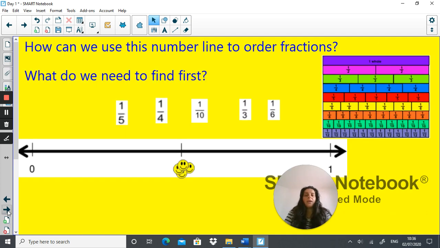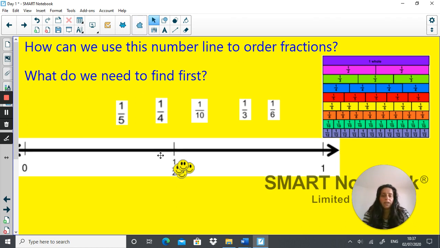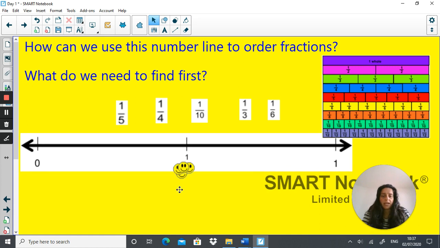Okay, so here we have some fractions. You have a fraction rule to help you. Now we need to order these fractions from smallest to largest, and our number line shows 0 to 1. What's the first thing we need to do? The first thing we need to do is to highlight where 1/2 would be. 1/2 would be halfway between 0 and 1, so 1/2 goes there.